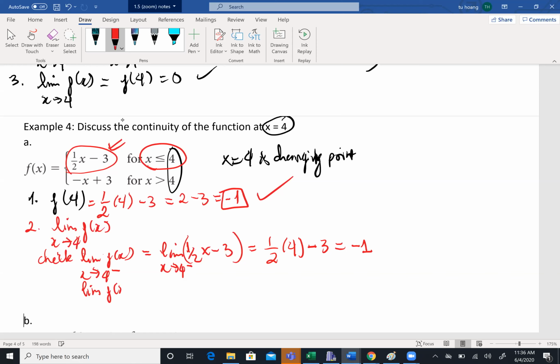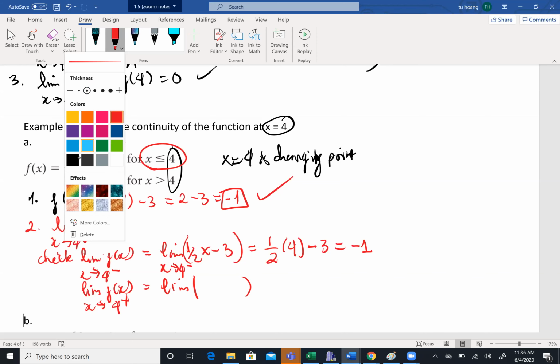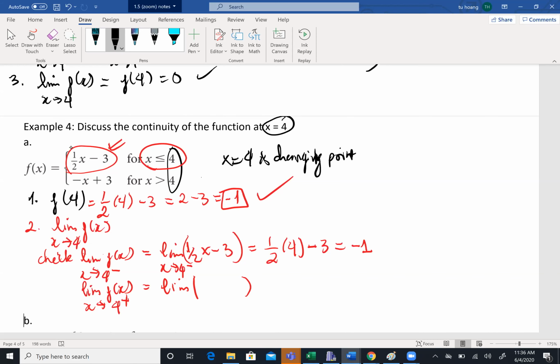The limit of f(x) when x goes to 4 from the right-hand side. Seen from the right-hand side to 4, that means x is now greater than 4. And you cannot apply the first part for this case. You are using the second part, since x is greater than 4.